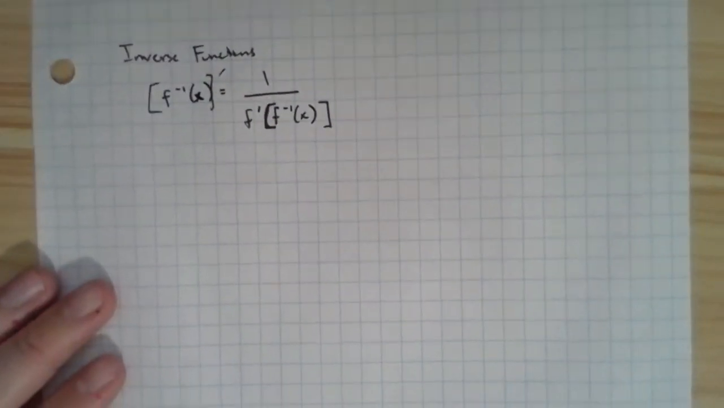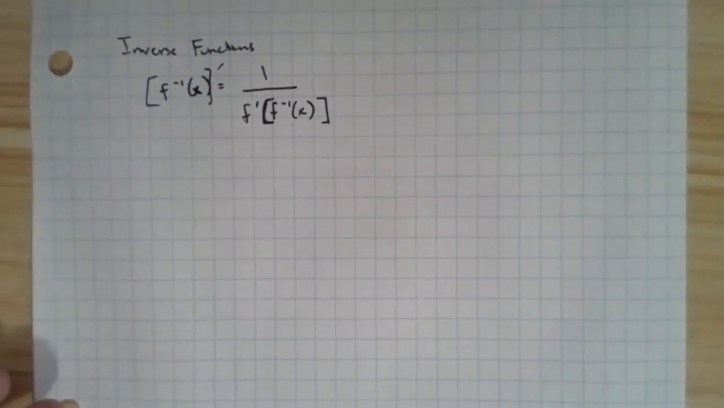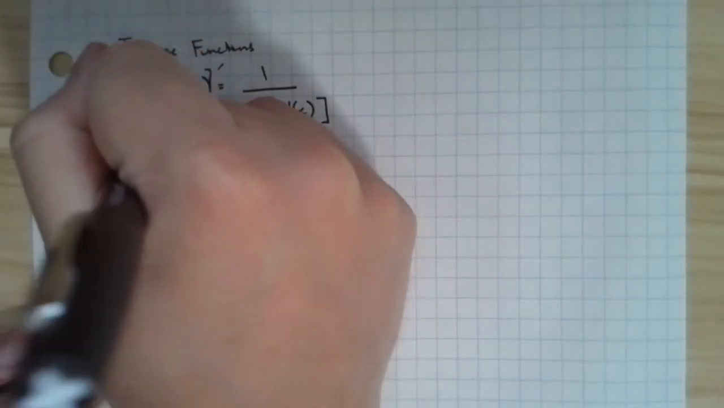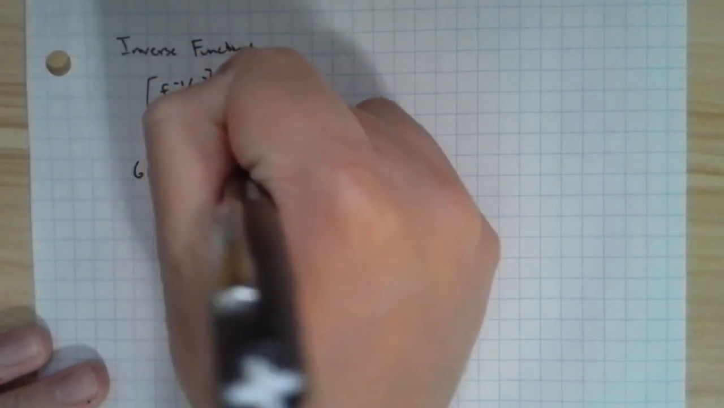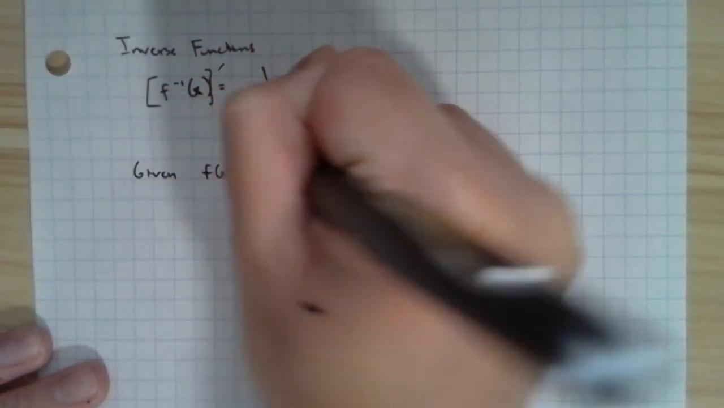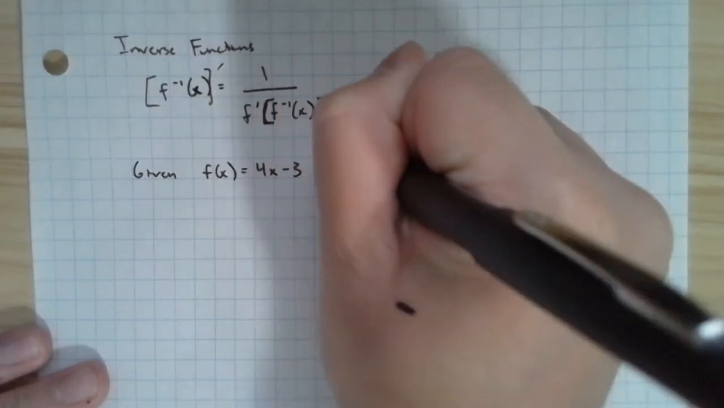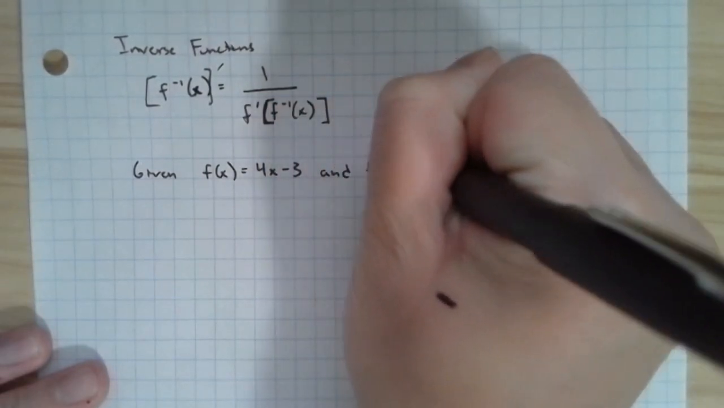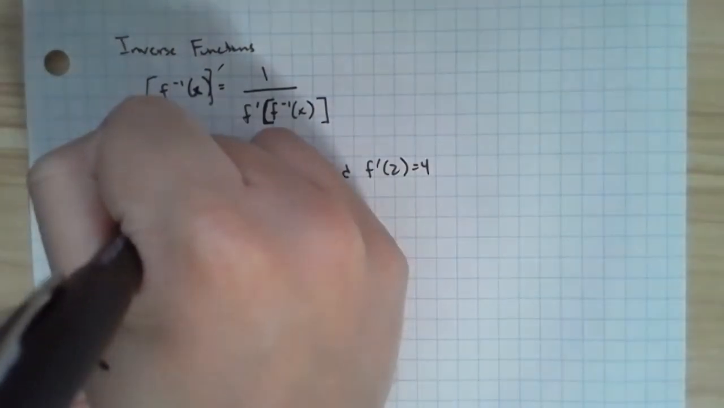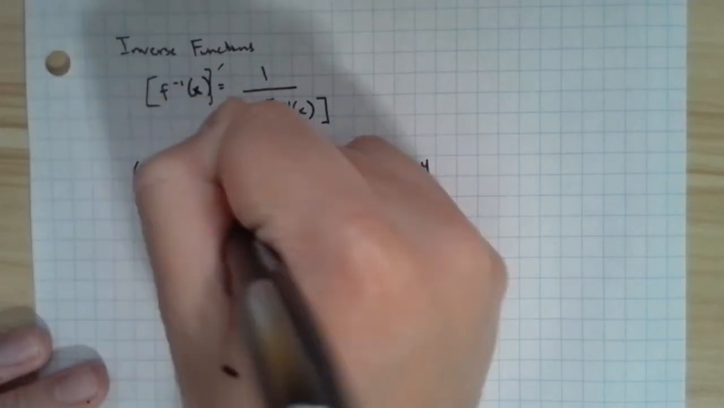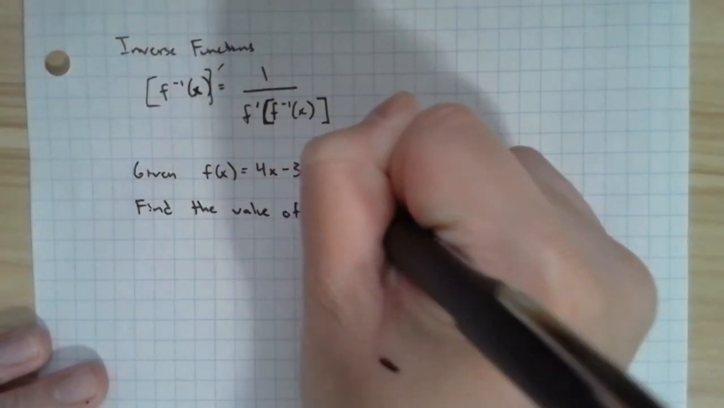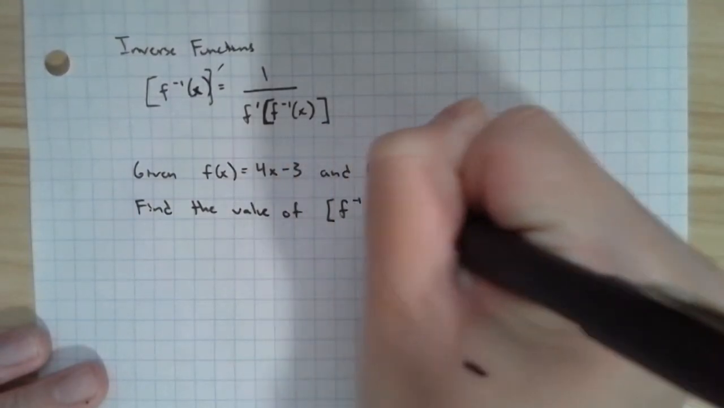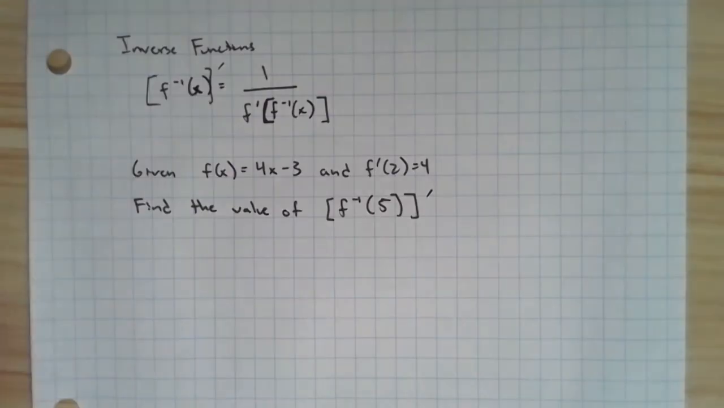I think the best way to illustrate this would be through an example. Given f of x is equal to 4x minus 3 and f prime of 2 is 4, find the value of f inverse of 5 prime.